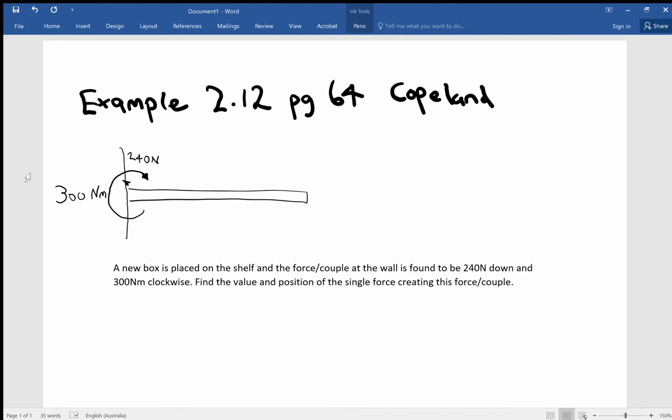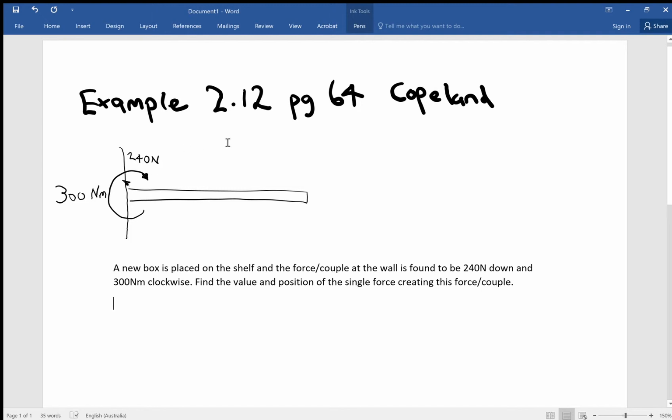Okay guys, this is an example from the Copeland text, the second example 2.12, and this time instead of taking a single force acting on the shelf and working out what the force couple is at the wall, we're starting with a force couple at the wall, and you can see the force couple at the wall is clockwise 300 Newton meters with the force acting down of 240 newtons. So we're just going to look at how this type of problem is solved. It's really not that complex.